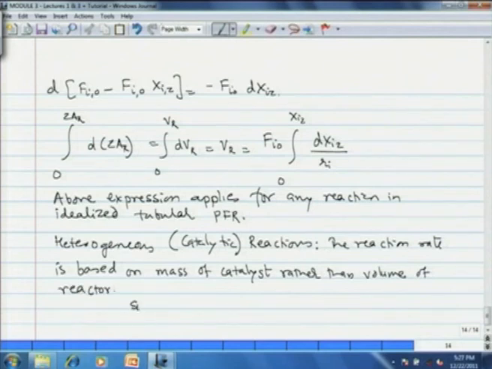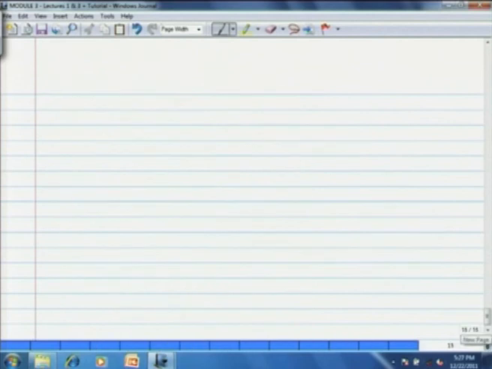Now, here we substitute Ri by Ric, where C is for the catalyst, and the above expression gets transformed into a simple form: Wc divided by Fi naught equal to integral 0 to Xif, dXi divided by minus Ric.